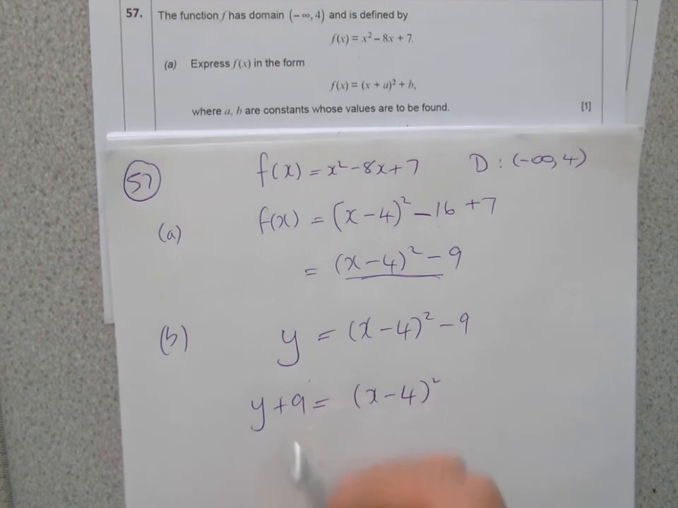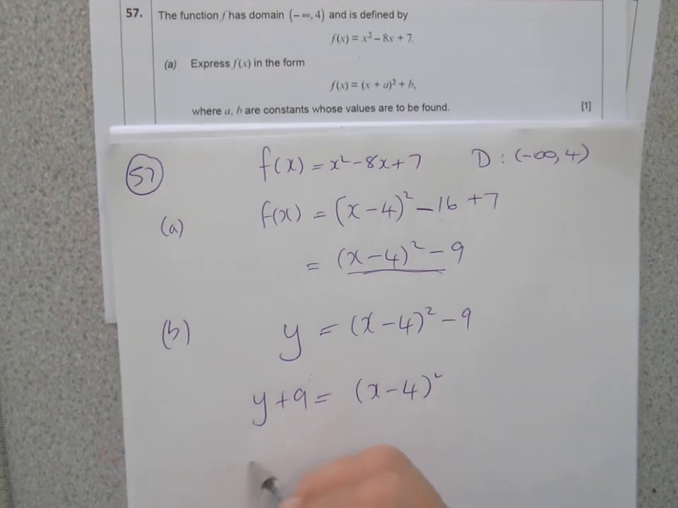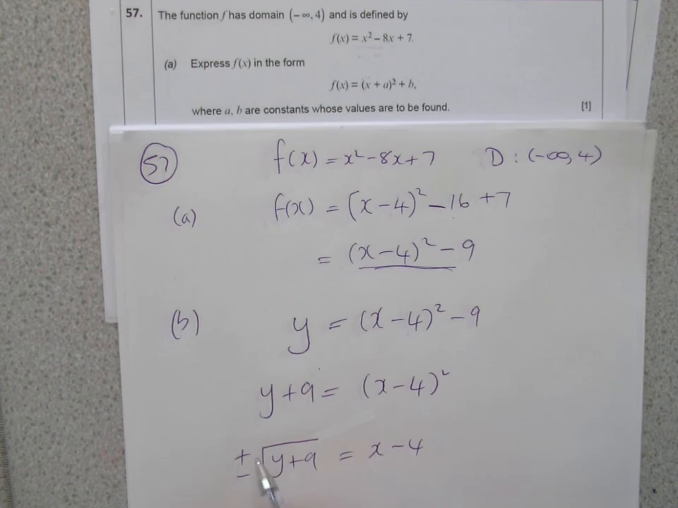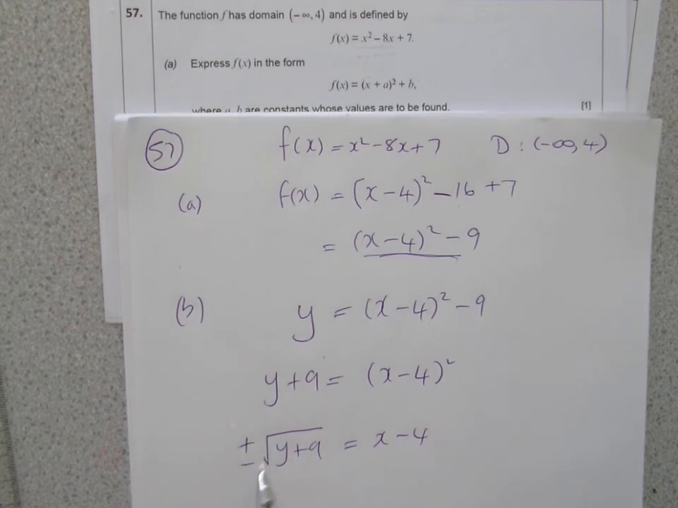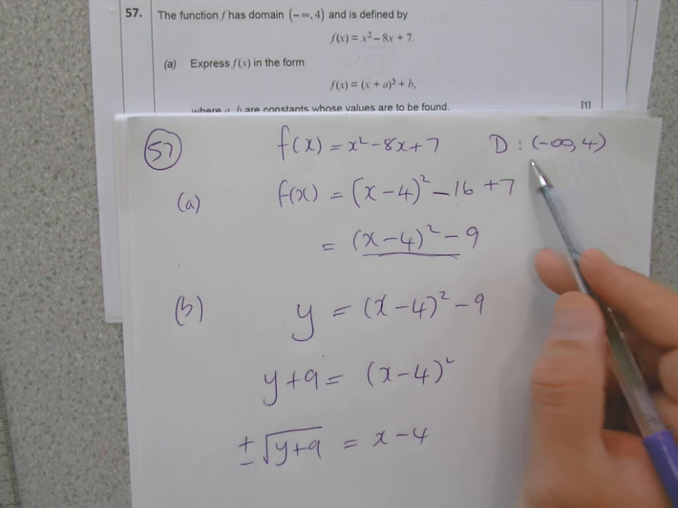Take the square over, so I'm going to square root, but remember when you square root, you've got to square root the whole thing, and you've got to put plus or minus in front of it. Then you have a bit of a problem, because you can't have plus or minus. This is going to be a function at the end of the day, and you can only have one solution, so you've got to decide whether it's plus or minus, and that boils down to the domain.